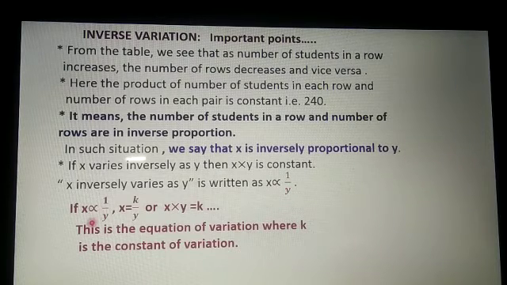So if x is inversely proportional to 1 upon y, what will be the equation? x is equal to k upon y, or x into y is equal to k. Better we take this equation. This is the equation of variation, where k is the constant of variation.